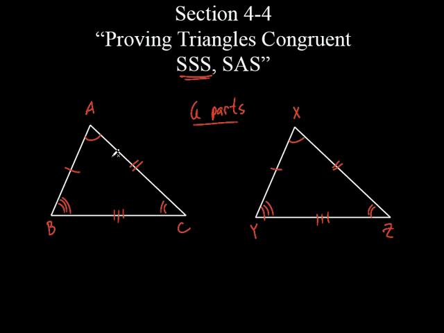What do you think that stands for? We got 6 parts. We've got angles and sides. So what do you think that stands for? You're right. It's the sides. It's 3 sides. So what this says, if you just have 3 sides, notice it doesn't have any angles in here whatsoever. If you just have 3 sides of one triangle equaling 3 sides of another triangle, that's enough to say that your triangles are congruent.